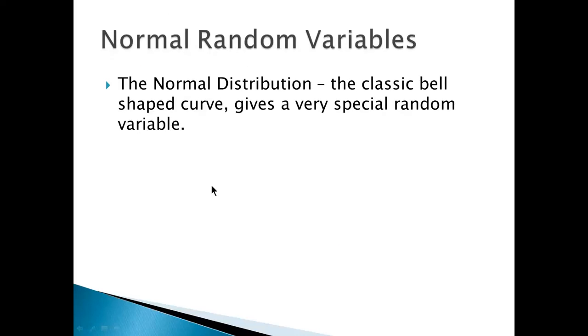Now, the most important continuous random variable that we'll talk about is the normal distribution. That's the classic bell-shaped curve. And it gives a very special random variable, and we'll see how special and important it is in all kinds of ways.